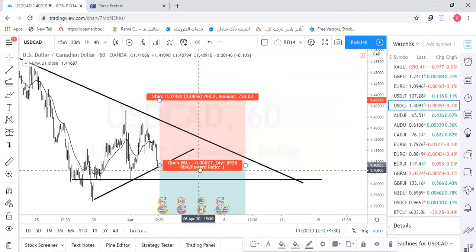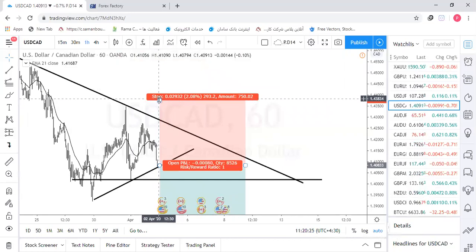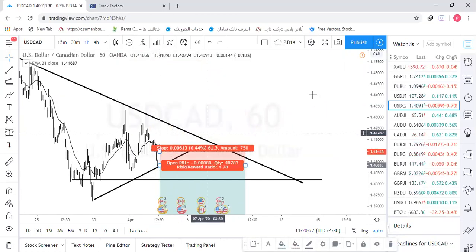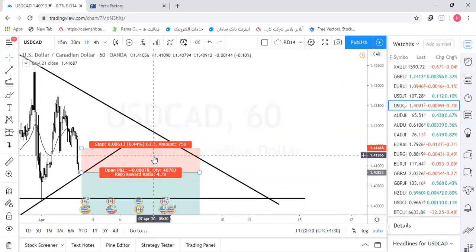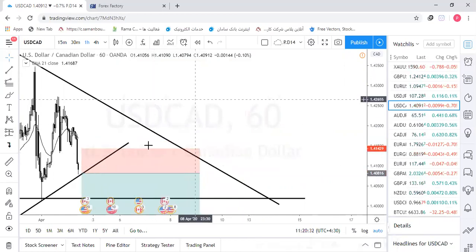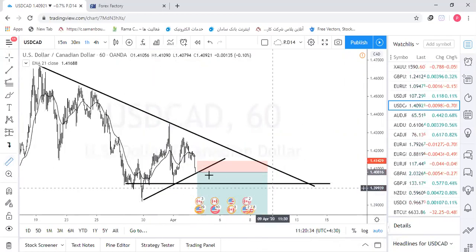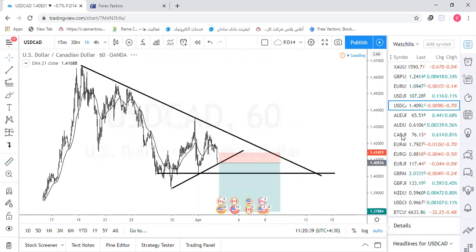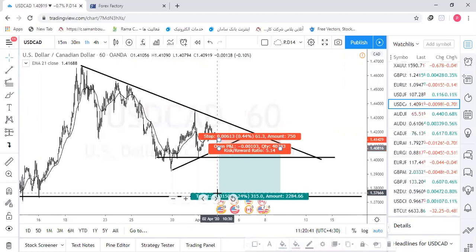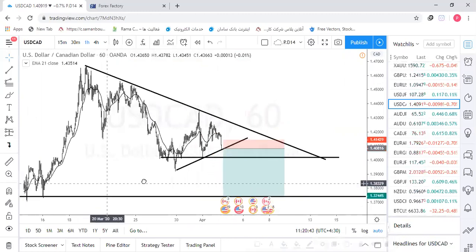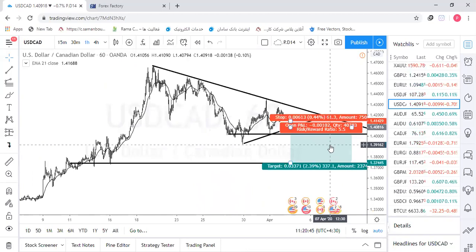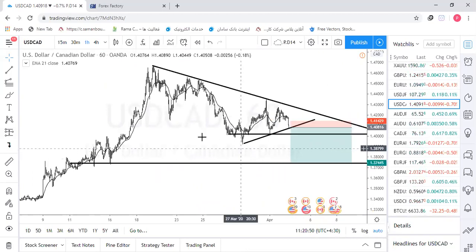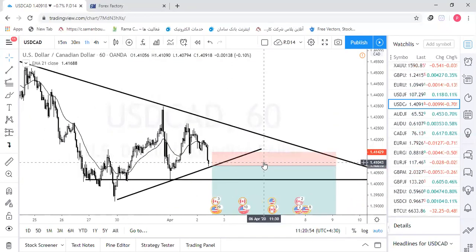So if price break the correction line, our stop loss will be around 61 pips. Our first TP will be 64 pips. That's not very good. But our second TP will be 337 pips. That's good enough. So let's see what will happen. I like this trade actually because price looks very bearish right now for me.